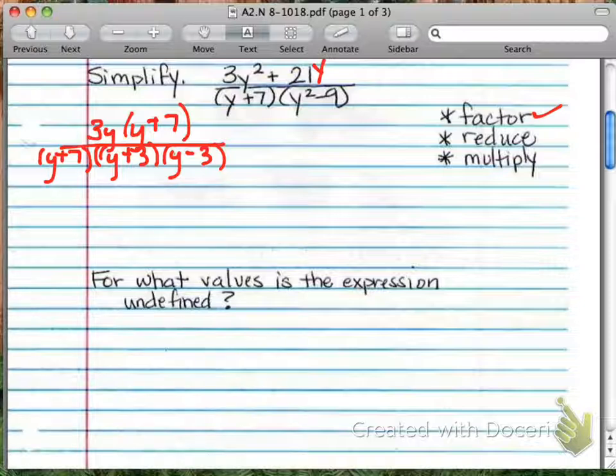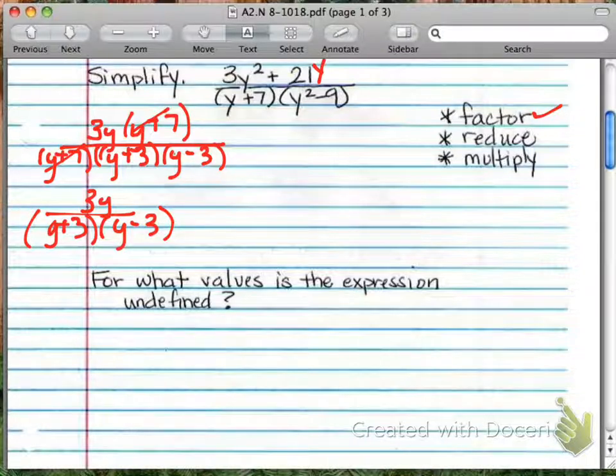Okay, the only thing I see there is what? Y plus 7, right? So that cancels and that cancels. Okay, what does that leave me with? Yeah, 3y over y plus 3 times y minus 3.